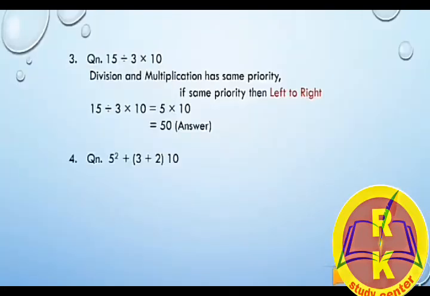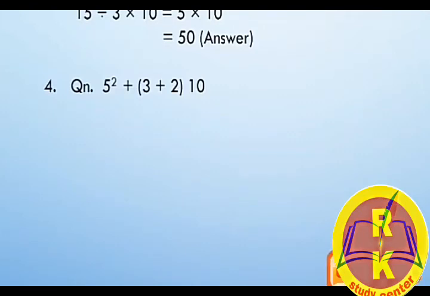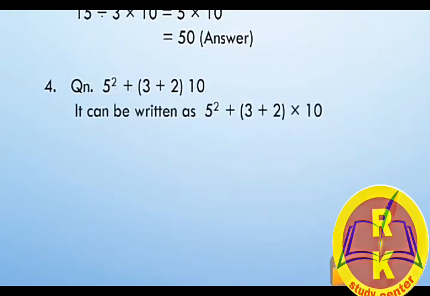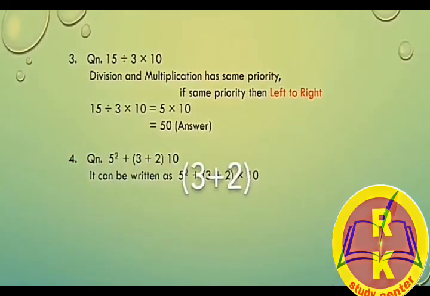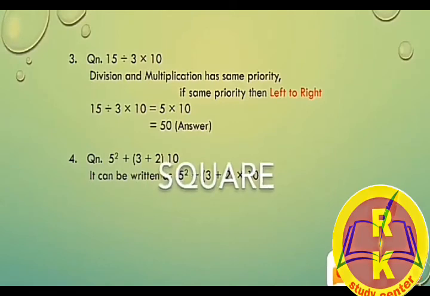Now we will see this problem also. Here there is a square also. The question is 5 square plus (3 plus 2) into 10. After the bracket, it is considered as multiplication. You can write the problem like this also: 5 square plus (3 plus 2) into 10. Here, which operators are there? We have brackets, and a square is there. Square comes in orders, O. Then we have addition.